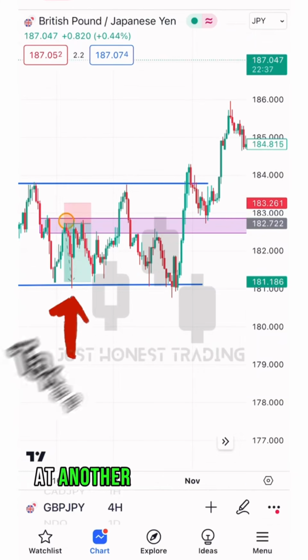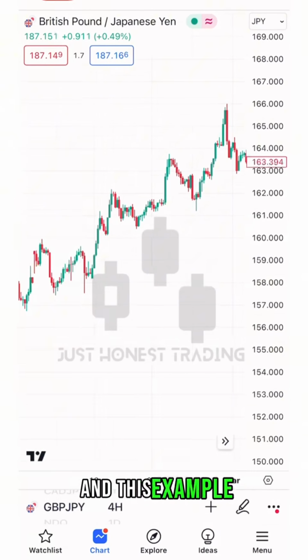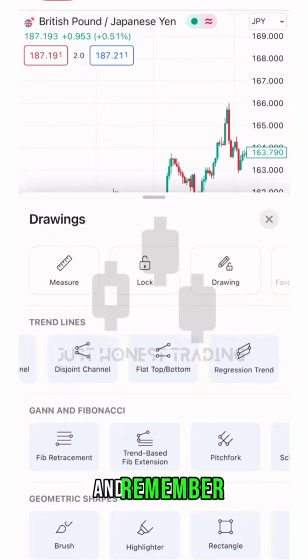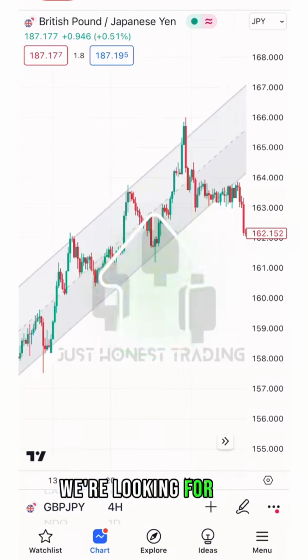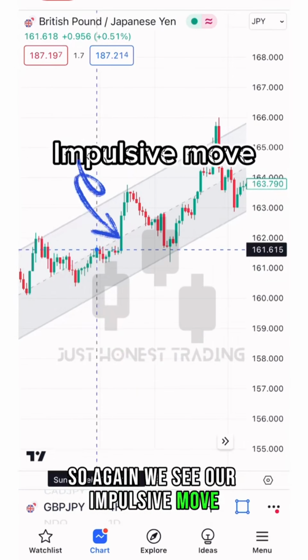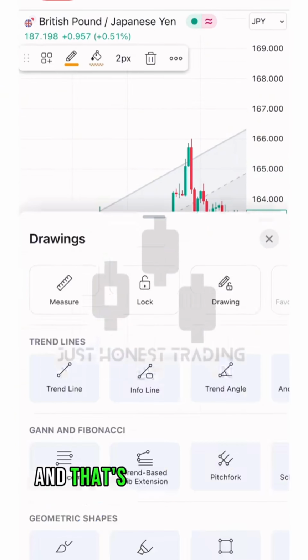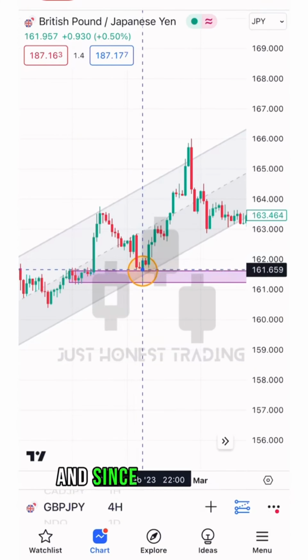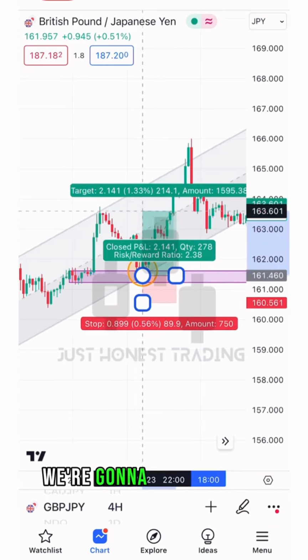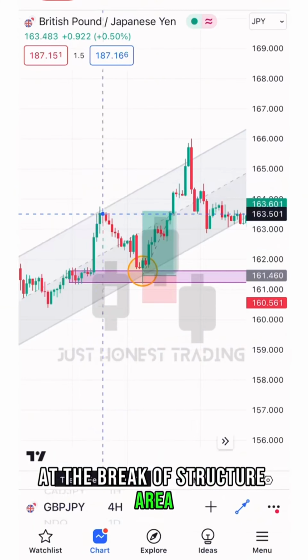Let's take a look at another scenario where it's a demand zone. In this example, we have a clear uptrend. And remember, when price is going up, we're looking for buys. So again, we see our impulsive move, which then determines the demand zone. Then we wait for price to go back into that zone, and that's where we're going to make our buy. And since this is price action that we're trading, we're going to aim our take profit at the break of structure area right over here.